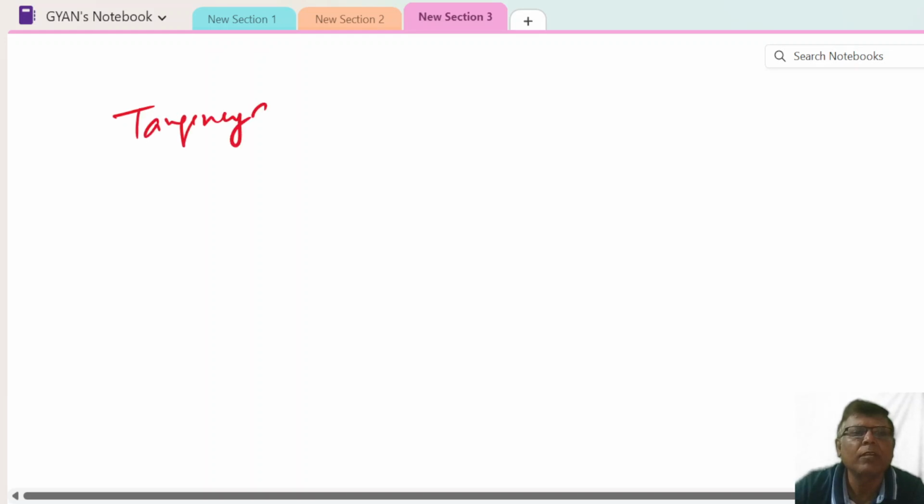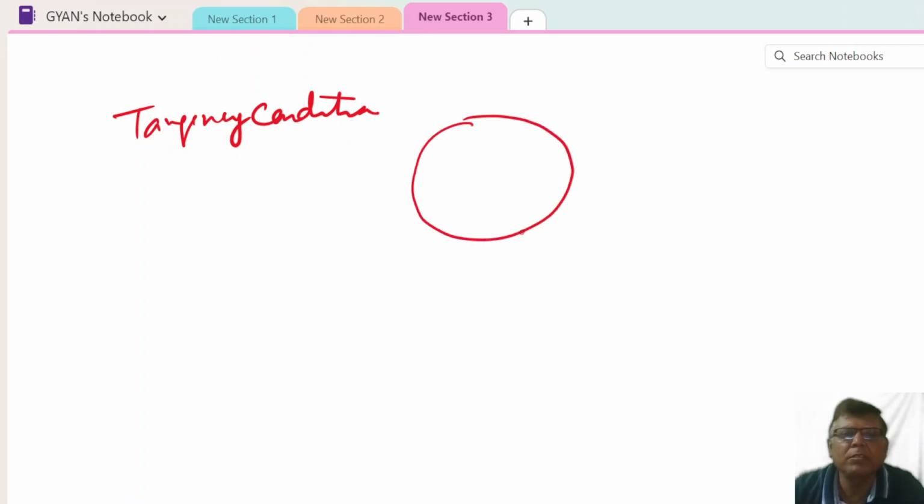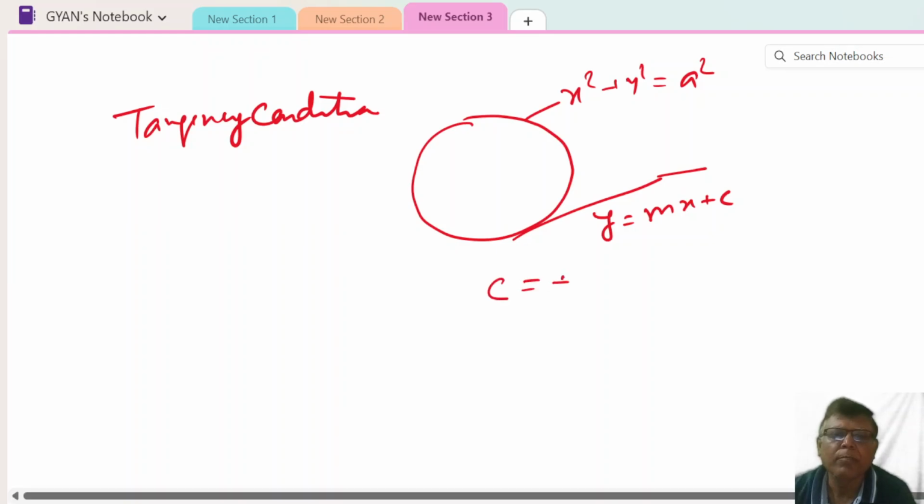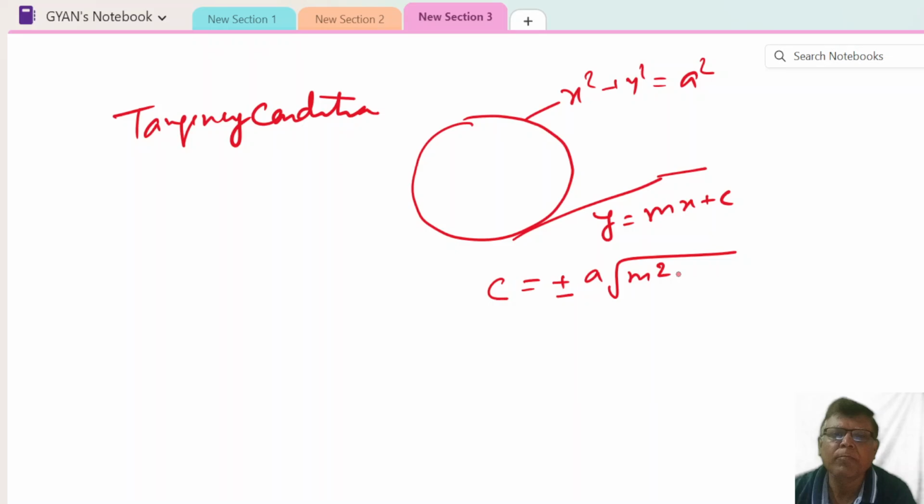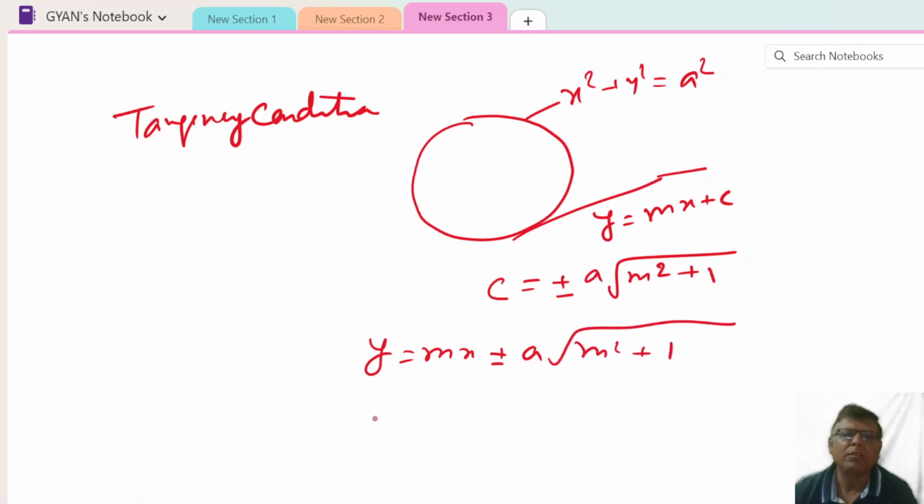Tangency condition. So what is the tangency condition? Suppose the circle is x square plus y square is equal to a square, and the equation of this tangent is y is equal to mx plus c. Then c will be plus minus a root over m square plus 1. That means y will be mx plus minus a root over m square plus 1.